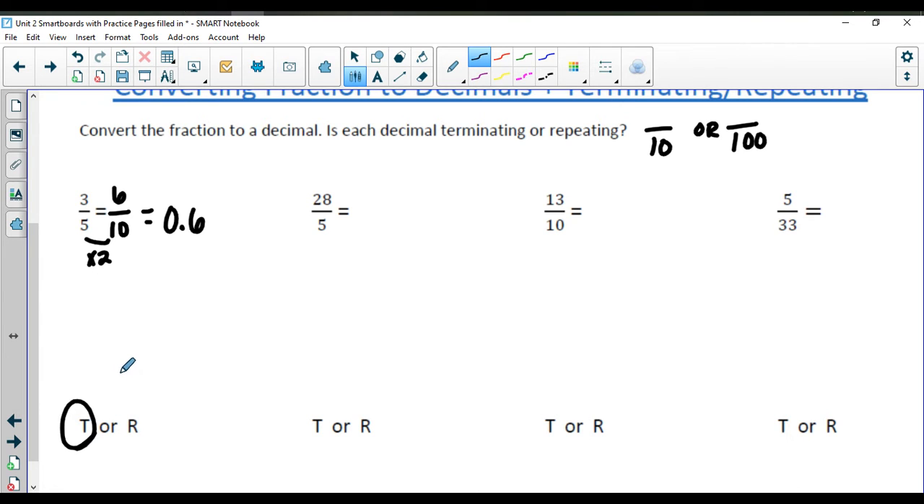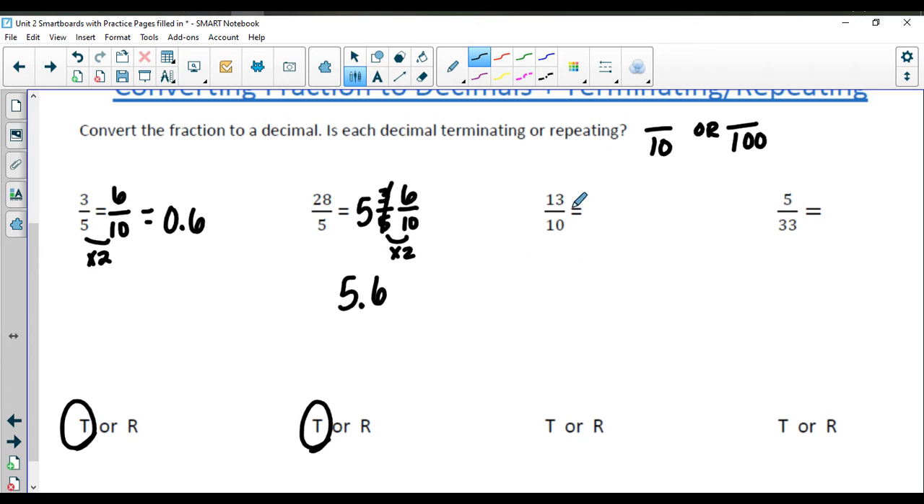For 28 fifths here, I'm going to go ahead and actually rewrite this as a mixed number before I get started. 28 divided by 5 is 5, and there's 3 fifths remaining here. And then I am going to convert this fractional part to a 10 denominator, because that's pretty easy to do by multiplying by 2. So that's going to give me 6 tenths. So 5 and 6 tenths. That also terminates because it doesn't keep on going.